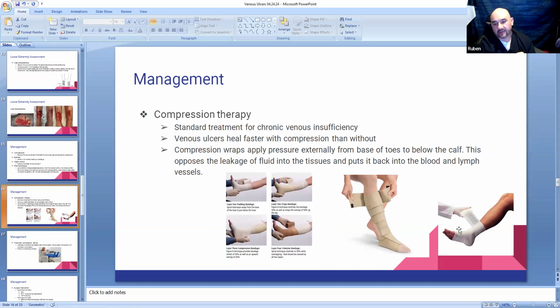The Unna boot is the old tried and true. Some more static compression. I'm not a big fan of it. It's a little messy, and it's a static compression where it doesn't have any give. If the leg stretches, it's not going to stretch. It's just the patient can have problems. It feels more like a cast in a way because it dries pretty hard.